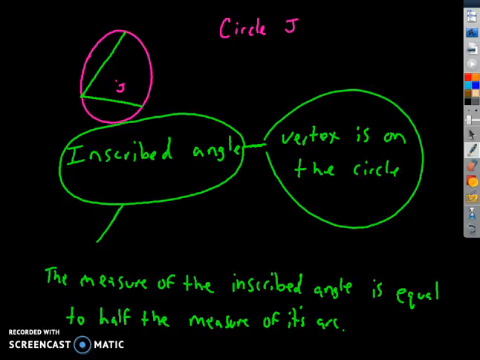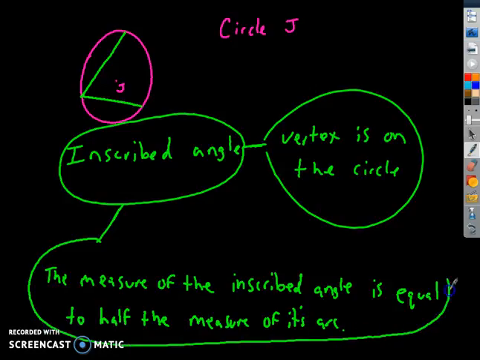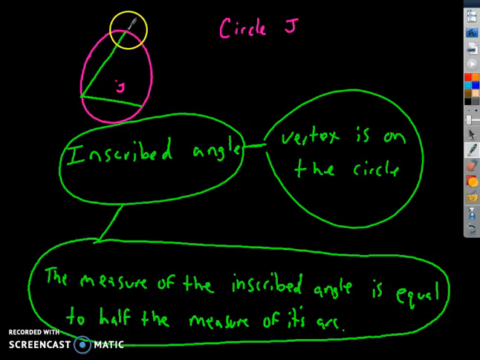Another thing you want to know is this. The measure of an inscribed angle is equal to half the measure of its arc. It's kind of nice to know if you're trying to figure out angles of a circle. So what we know is whatever this arc is, this angle here, called angle 1, is equal to half of it.